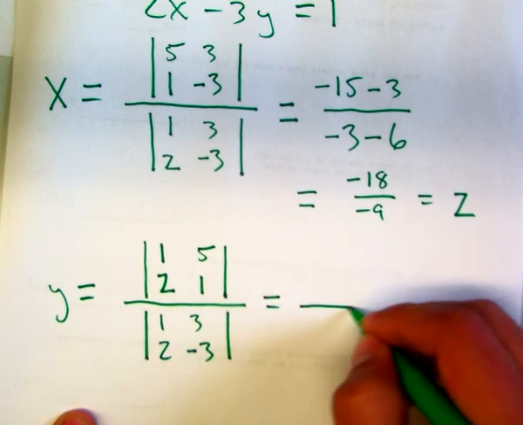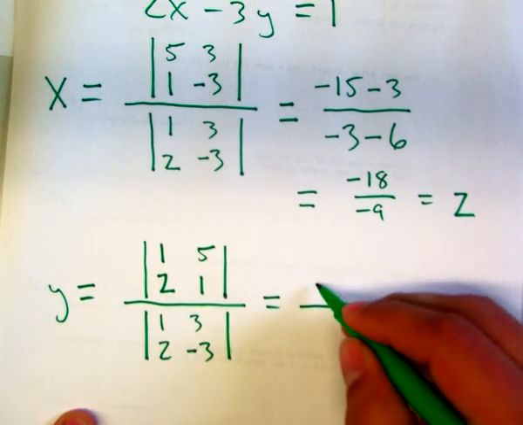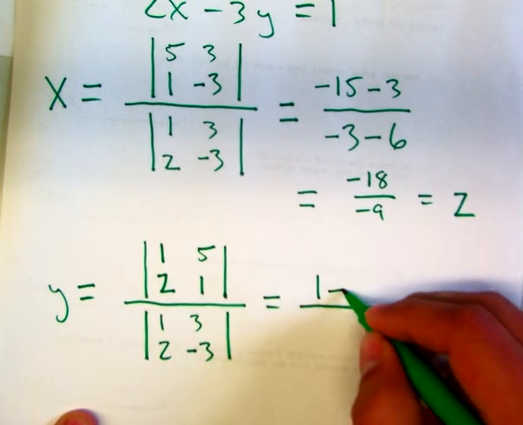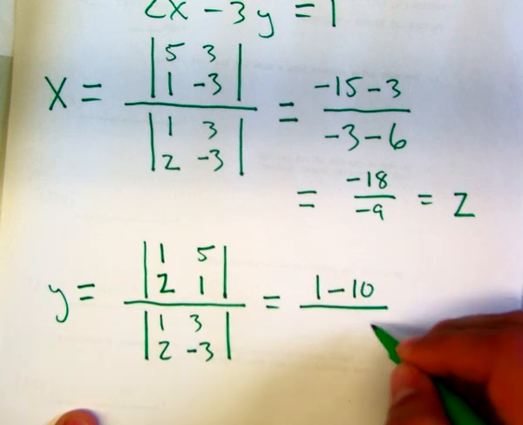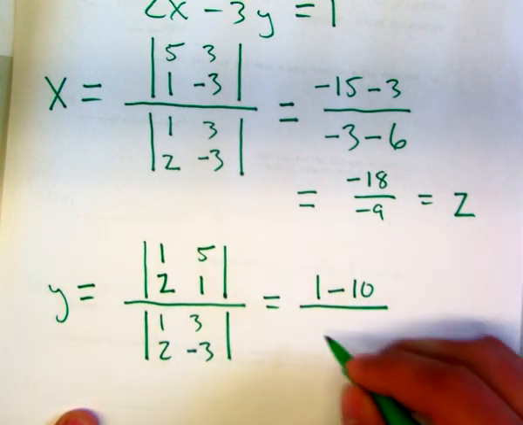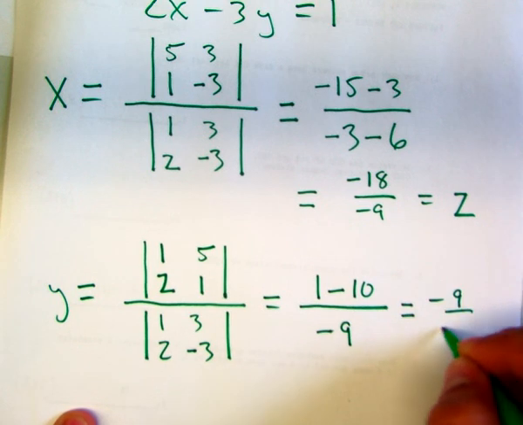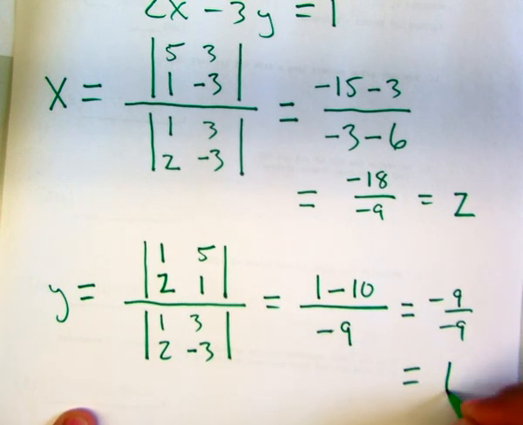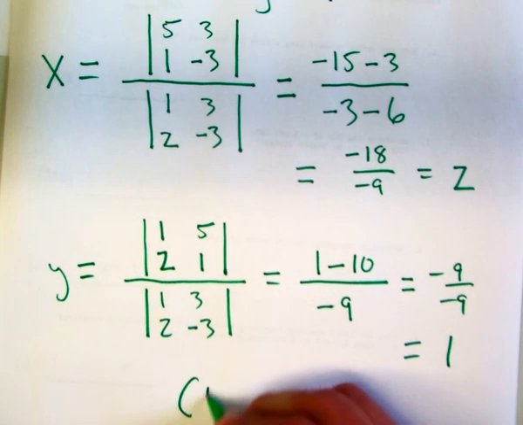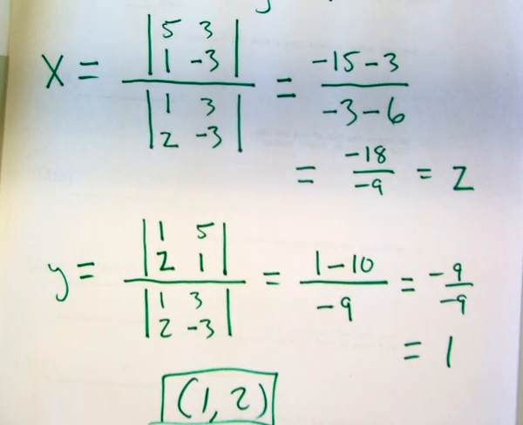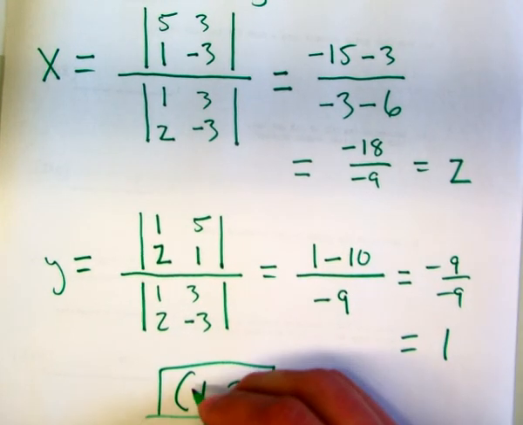Okay? So what's the top? 1 minus 10. We already know the bottom because we figured it out. It's negative 9, right? So it's just negative 9 over negative 9. So the answer is 1. So our solution is 1, 2. Oh, I'm sorry. You're right. 2, 1.